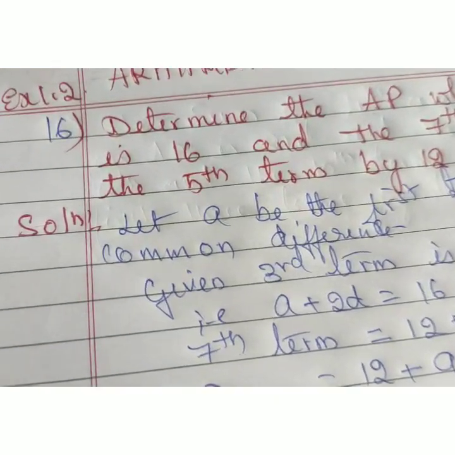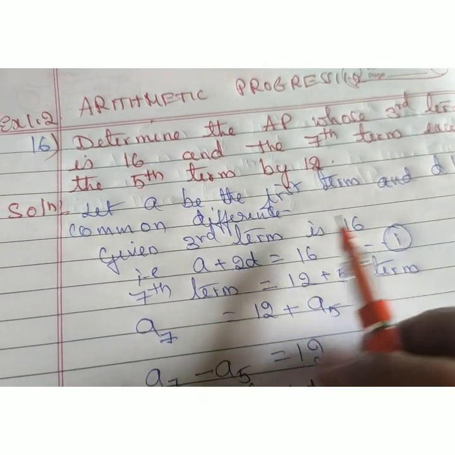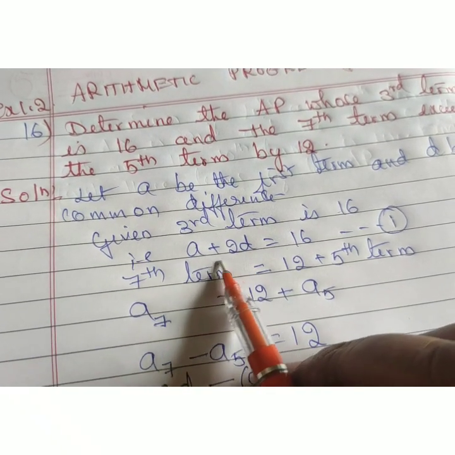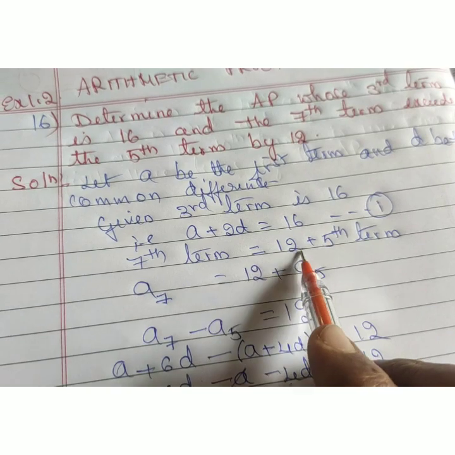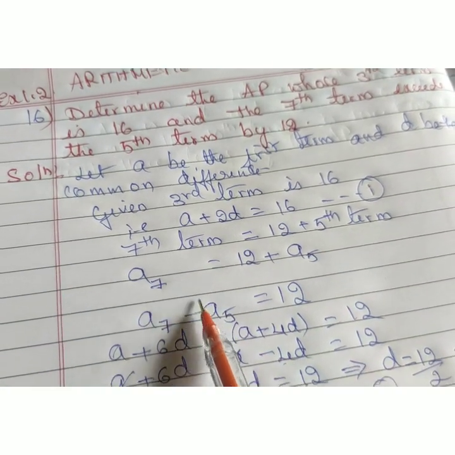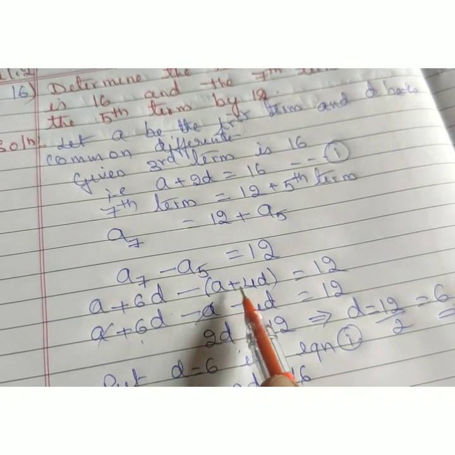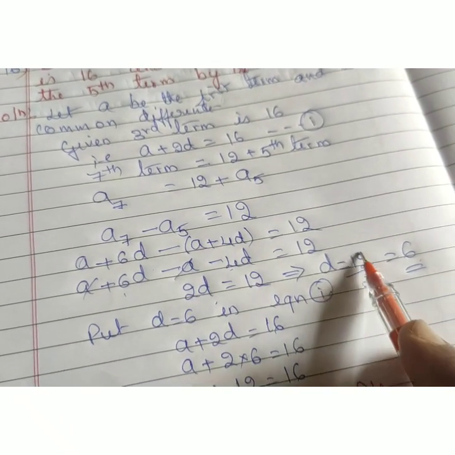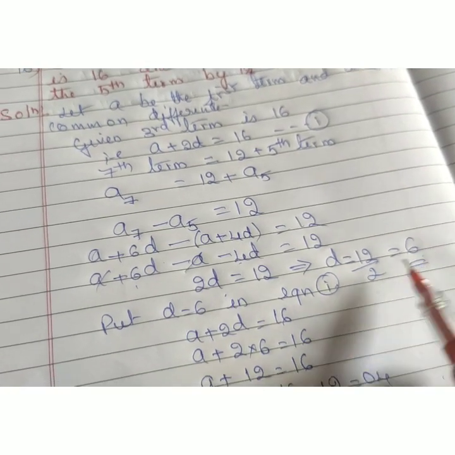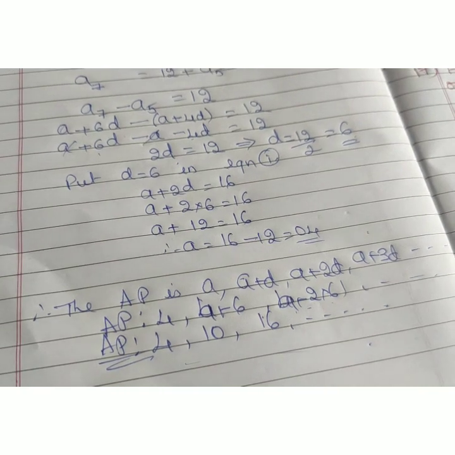So how did we determine? We took A as the first term, D as the common difference. The third term is written in this form, A plus 2D is equal to 6, equation 1. The seventh term is equal to 12 plus the fifth term. So A7 minus A5. A7 is A plus 6D minus (A plus 4D). So when you open the bracket, you get 2D is equal to 12. D is equal to 12 by 2, that is equal to 6. So like this you need to solve the problem.